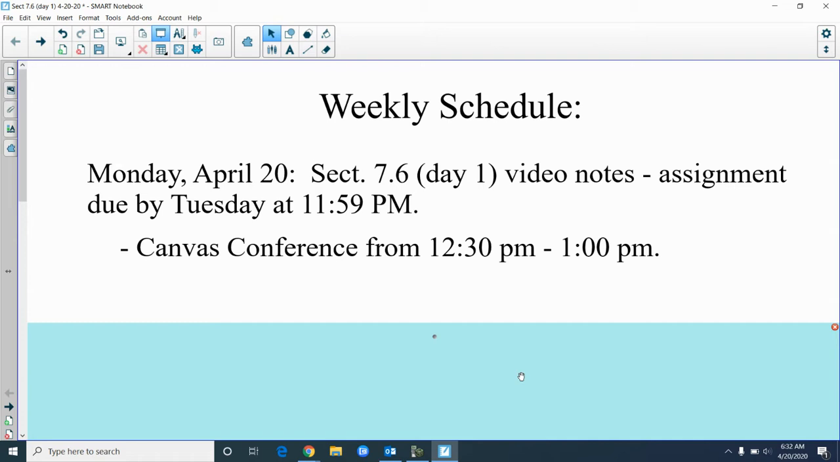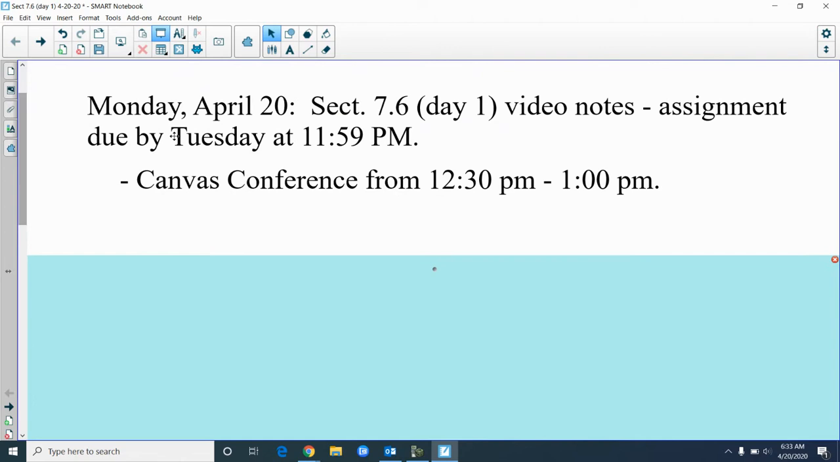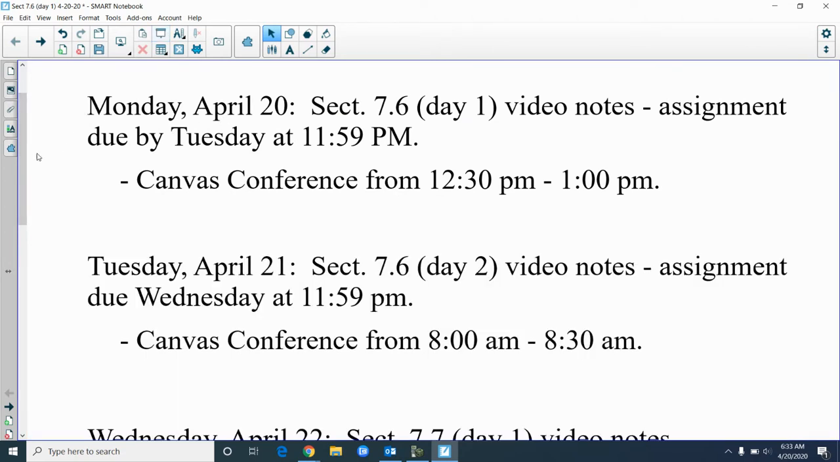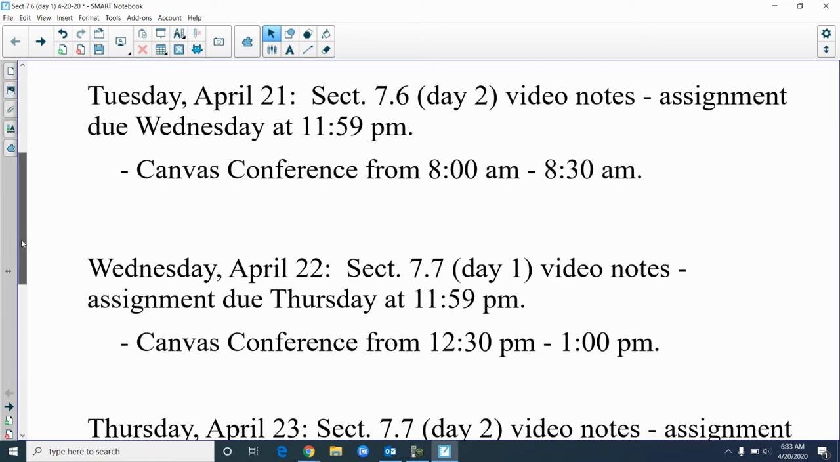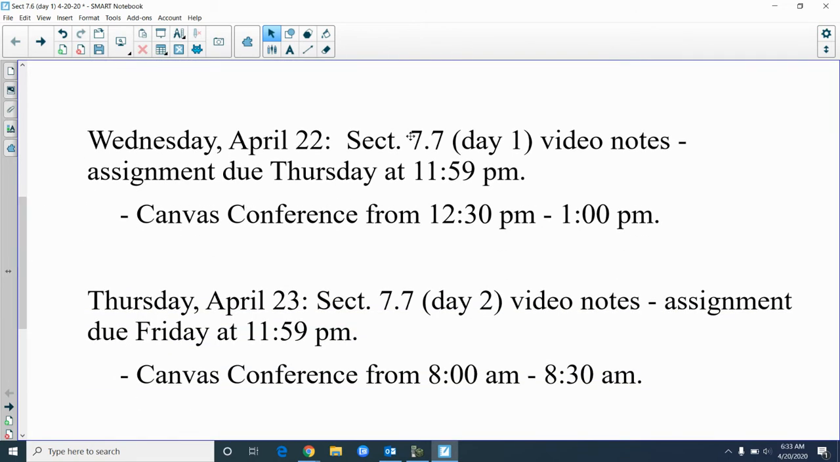Just in case, here is the weekly schedule. I know we only did 7.1 to 7.5 on the test, but we're going to finish the last two sections of chapter 7, 7.6 and 7.7. As we go through here today, we've got section 7.6. It's going to take us 2 days. So you get your video notes and your assignment Tuesday, section 7.6, day 2. And then Wednesday and Thursday will be section 7.7. So you've got day 1, day 2.